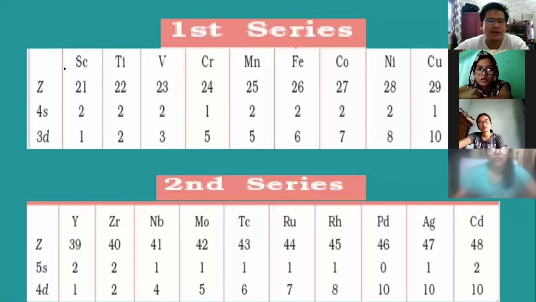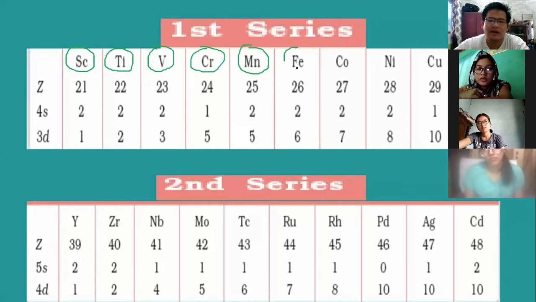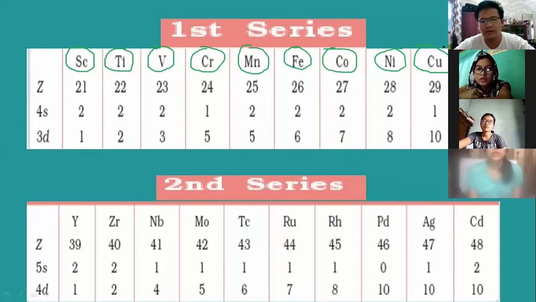The elements which comprise the first series are scandium, titanium, vanadium, chromium, manganese, iron, cobalt, nickel, copper, zinc. Learn these by heart. If you learn these elements by heart, it will be very helpful for you in the exam. You should be able to write all the electronic configurations. At least the first series, even if you forget the second series, it doesn't matter. But the first series is very, very important.